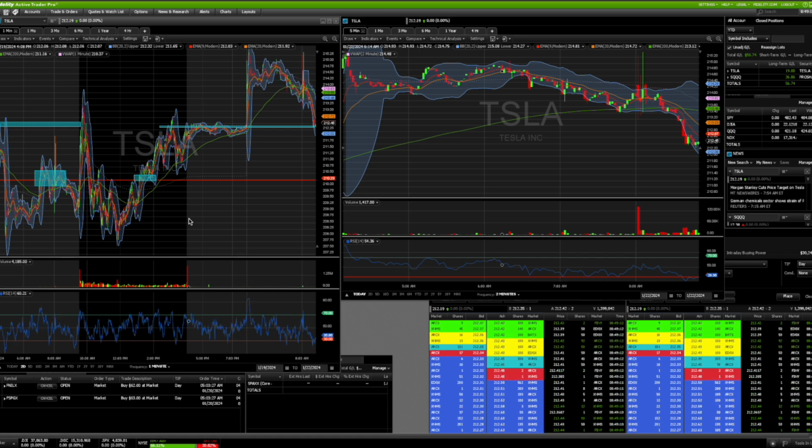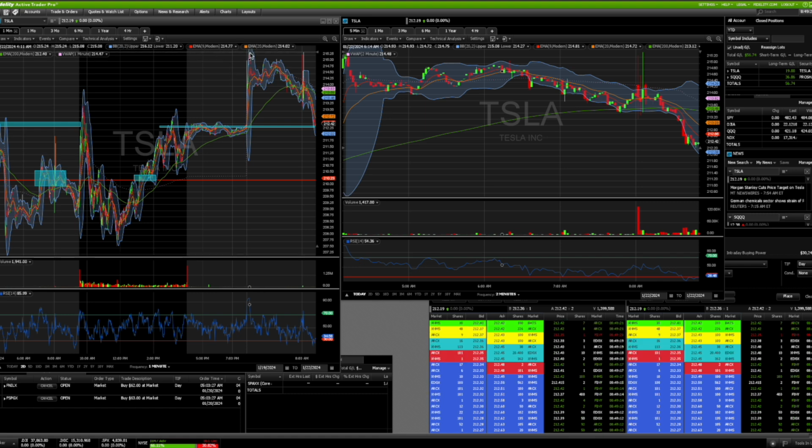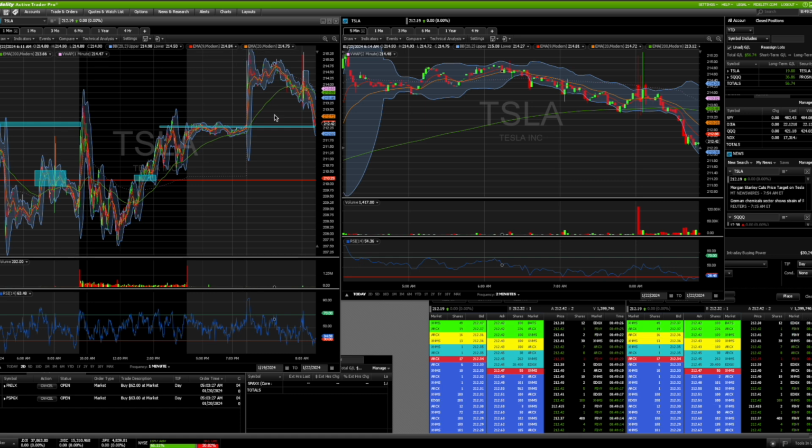All right, so as you can see on my chart over here, we're using the 20 EMA, the 9 EMA in red, and then the orange EMA in 20 right there. So let me just zoom in so you can actually see what that is.